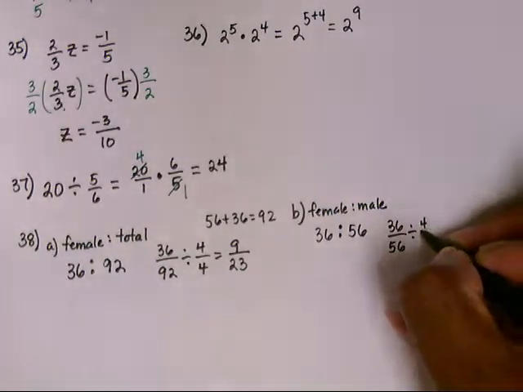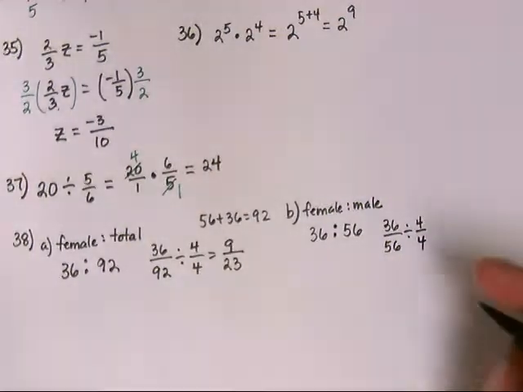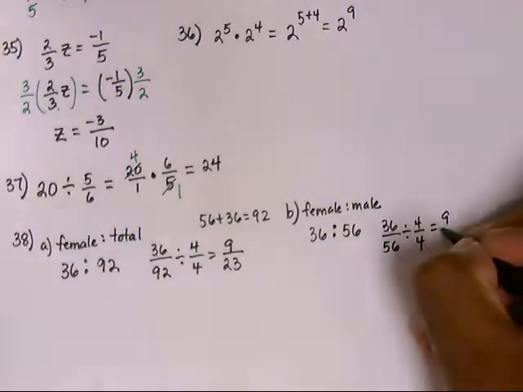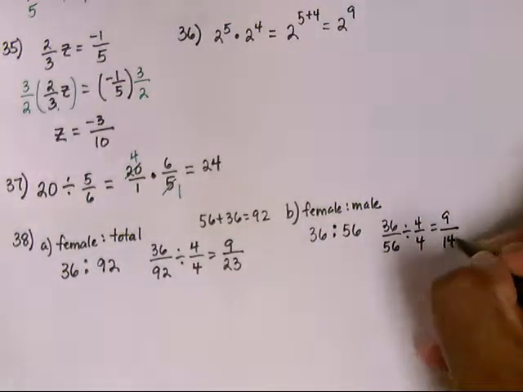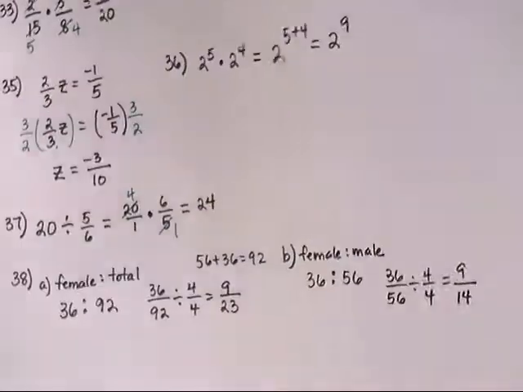And I think 4 is the largest number that can go into 36 and 56. So we divide the numerator and the denominator by 4. That will be 9 over 14. So the ratio of female to male band members will be 9 over 14. So that's question 38.